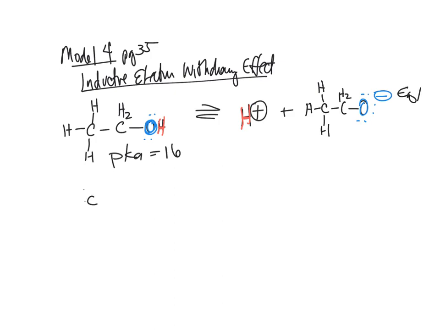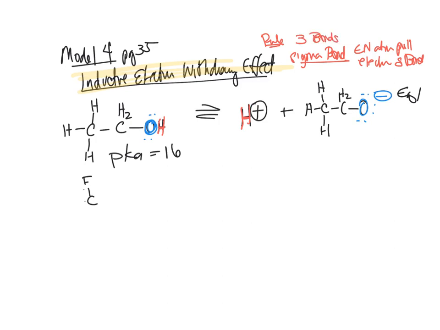Now we're going to do equation two. Now this is inductive effect, okay? So this is an inductive electron withdrawing group. Inductive means sigma bond, folks. The electronegative atom can pull electrons through the sigma bond. And the rule of thumb, you can do this three bonds away. Let's put our fluorine on here.